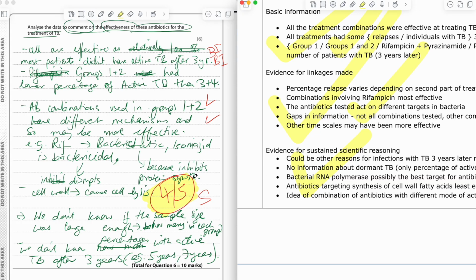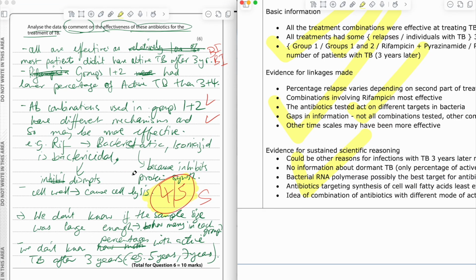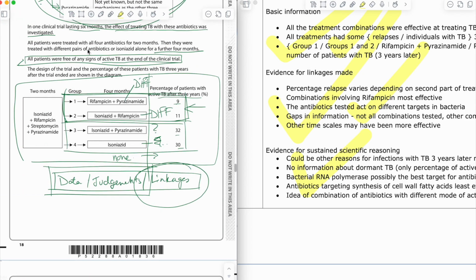So I need to be a little bit more observant of the information and spot a few more patterns, because comment is really like, what do you notice? And maybe here I just didn't notice enough stuff. Okay.